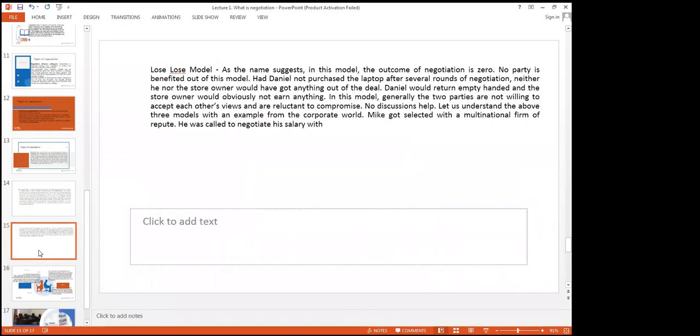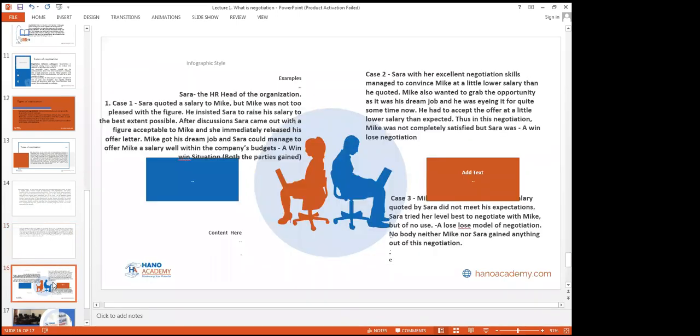Let's understand the above three models with an example from the corporate world. Someone got selected with a multinational firm of good repute. He was called upon to negotiate a salary with the boss. Let's find out what happened here. You see, negotiation can take place, for example, in a shop.